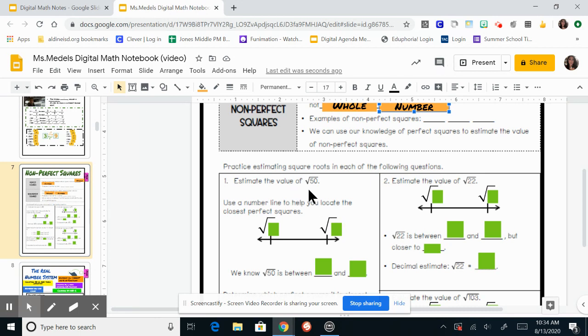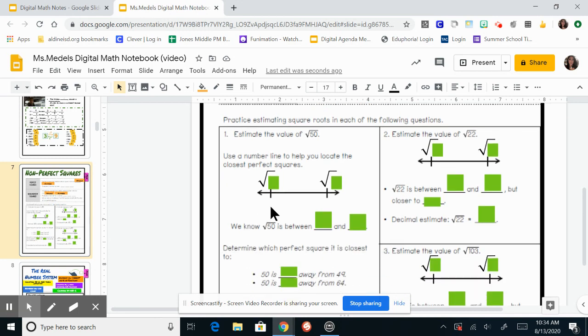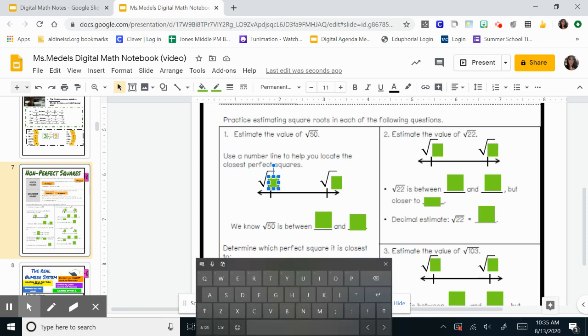So we're going to estimate the value of the square root of 50. We're going to use a number line to help you locate the closest perfect squares. Let's look at this. I know that the square root of 50 is going to be somewhere between the square root of 49. So I can go ahead and type that in.